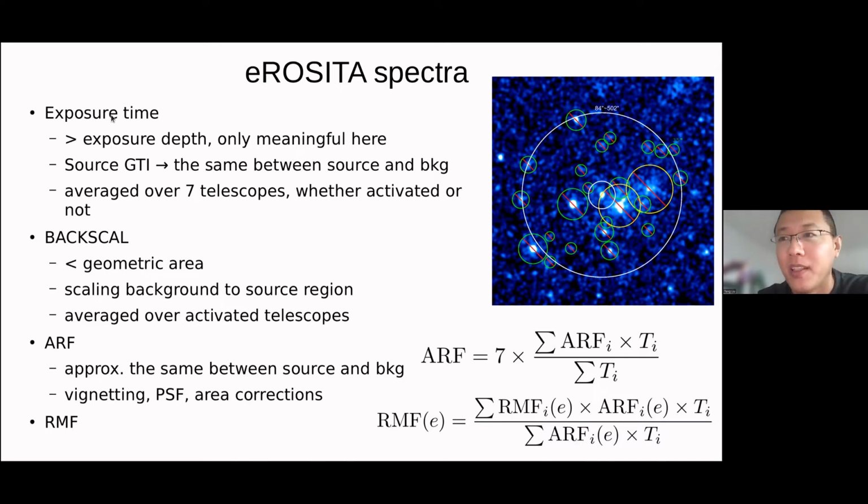The exposure time is only meaningful here for the spectrum. It's best not to use it anywhere else because it must be used together with this ARF, where this area correction is performed. After extracting the spectra for each of the telescopes, we average the ARF weighted by the exposure time among the 7 telescopes and then multiply it by 7, assuming all of them are activated. And we average the RMF weighted by the ARF and exposure time. So this is about the eROSITA data.